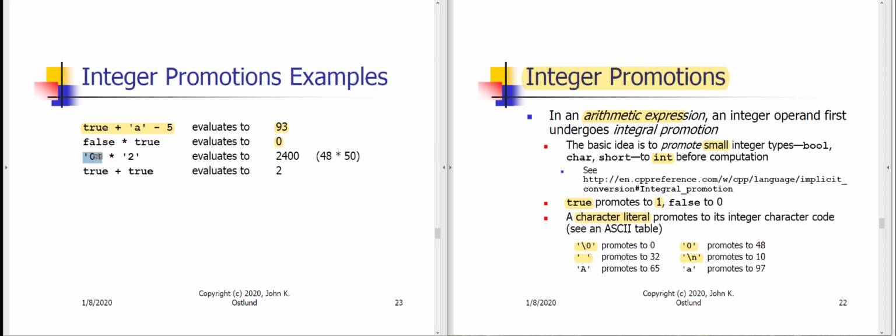Now, the character 0 times the character 2. Well, if we look up in the ASCII character set, we already saw that character 0 has a value of 48 in ASCII. Character 2 is 2 characters later. It has an integer value of 50. And the product of character 0 times character 2 is treated as the int 48 times the int 50, and that's 2400. True plus true is not true. True plus true is treated as 1 plus 1 is equal to 2.